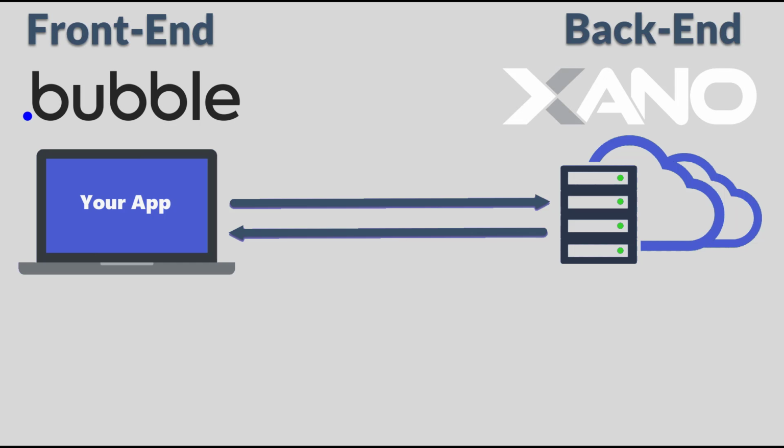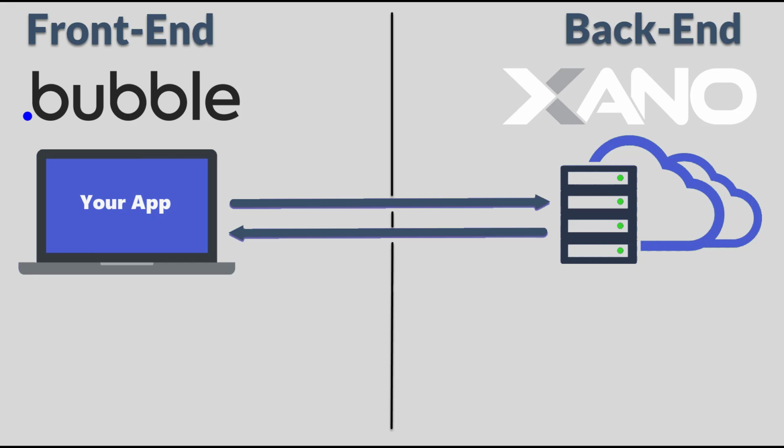So the first thing we need to do in terms of getting familiar with this concept is getting absolutely crystal clear where the dividing line is. Which is Bubble, which is Xano. Now, it's very easy to just say, yeah, Bubble's the front end, Xano's the back end. Obviously, that's true. But what exactly does that encompass?